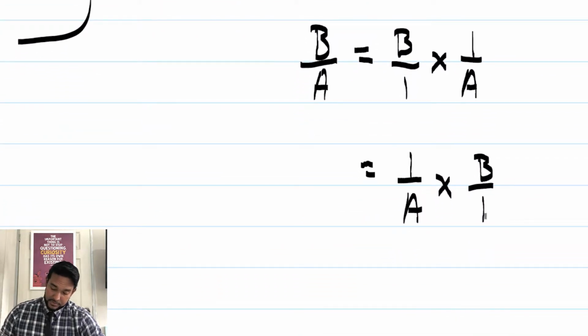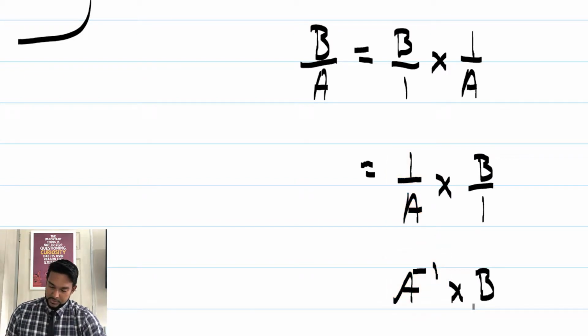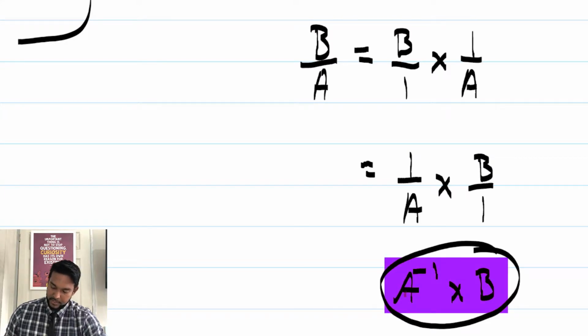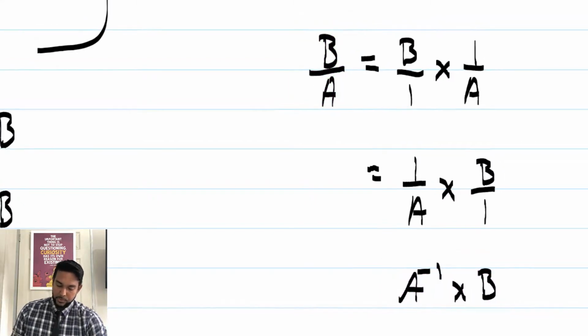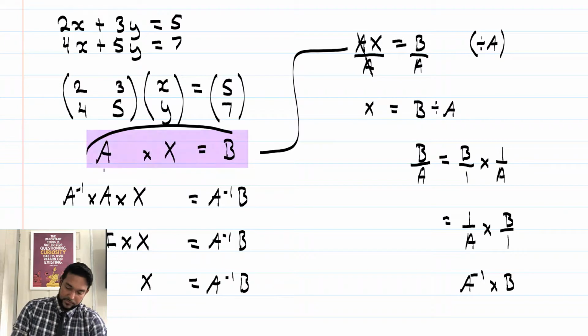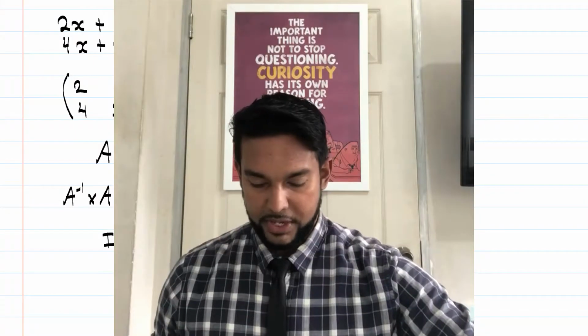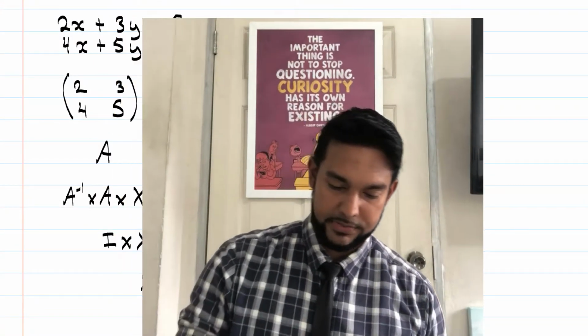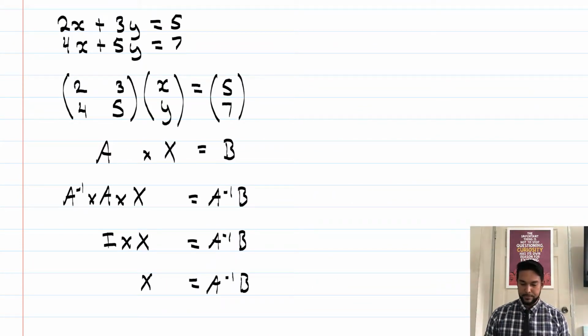And from laws of indices, we know that 1 over a can be rewritten as a to the power minus 1. And what we are seeing here is essentially, therefore, that multiplying the inverse of a by b is the same as taking b and dividing by a. So that's why multiplying by the inverse on both sides of the equation works. Okay, so it seems that all we really have to do is find the matrix A inverse and multiply it by B.